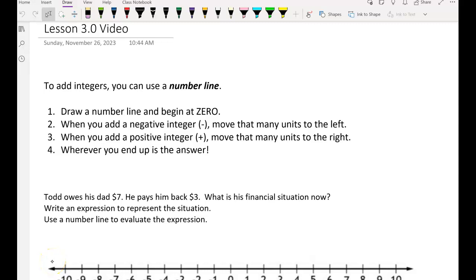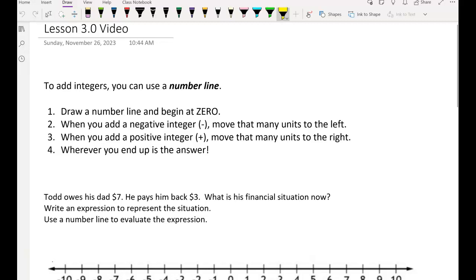Welcome back, math friends. Today we're going to extend what we learned in our last video. If you remember the last video, we learned about adding integers using number tiles. And today we're going to learn a new way to add integers using a number line.